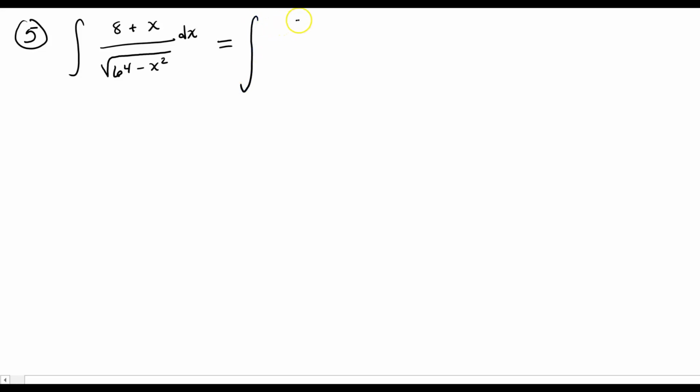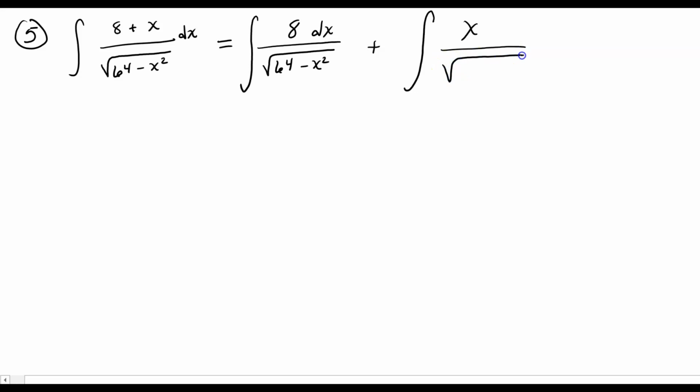So I'm going to write it first as 8 over the square root of 64 minus x squared dx, plus a second integral, which I'm going to say is x over the square root of 64 minus x squared dx. Now, this is perfectly legal. You can do this because this is part of the properties of integrals that surely you've gone over. You can break up integrals like this.